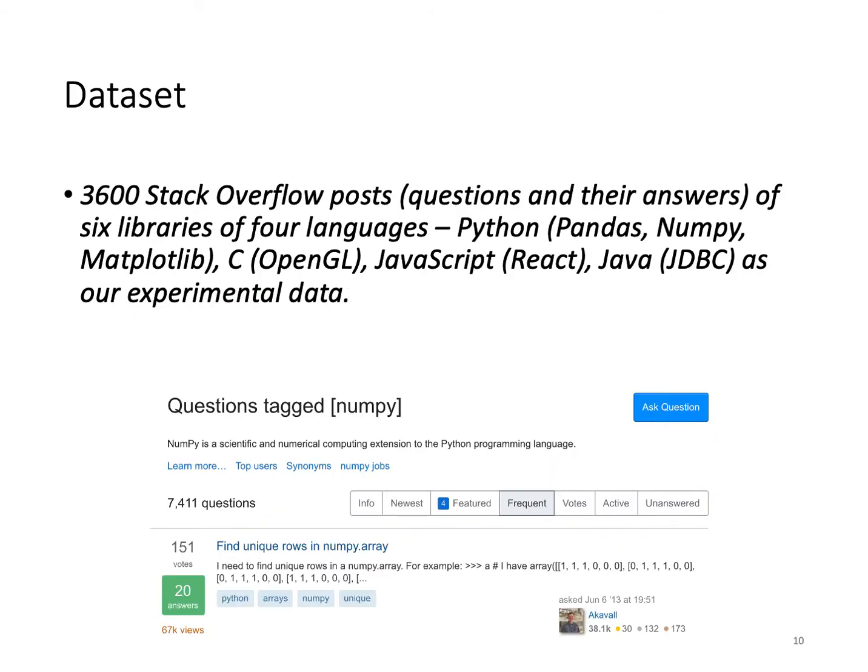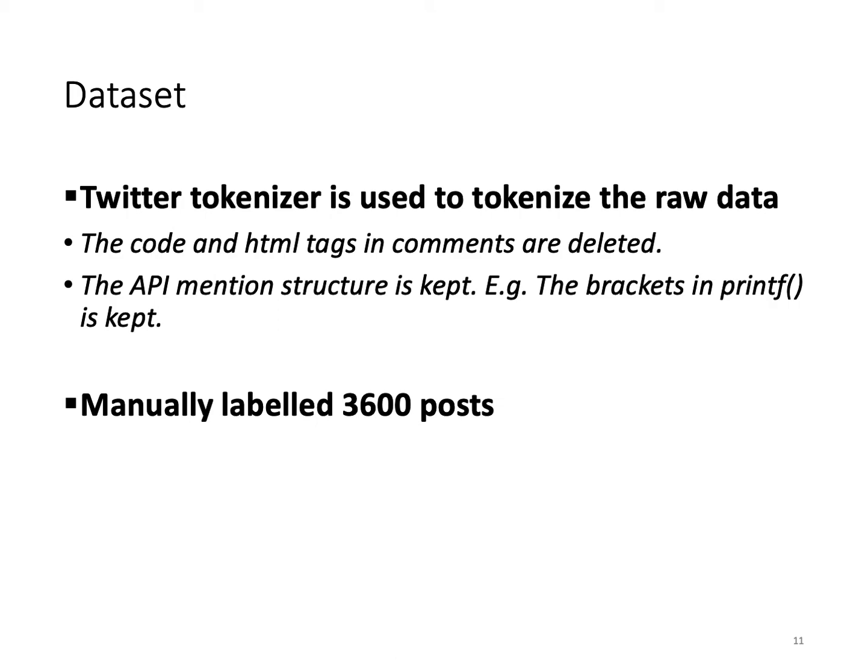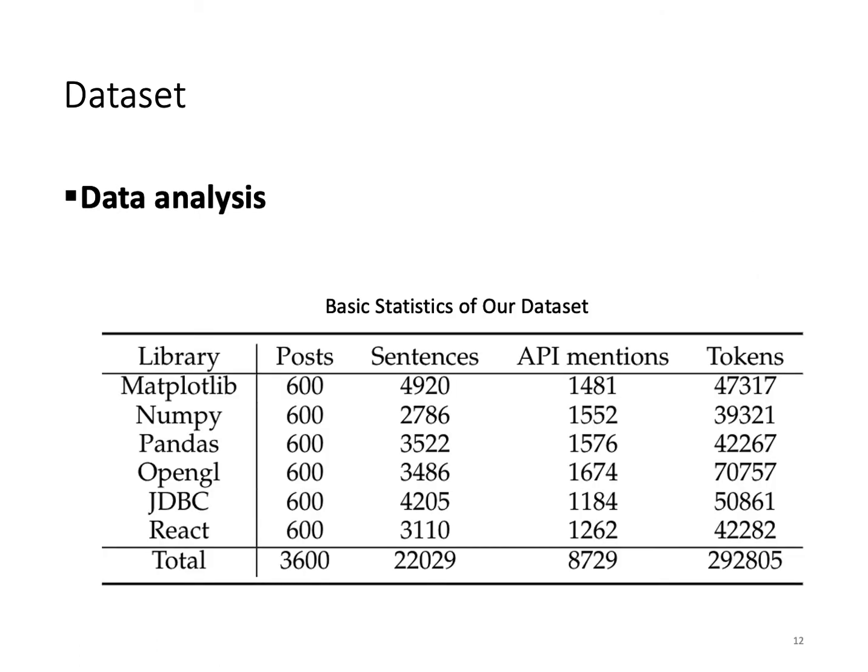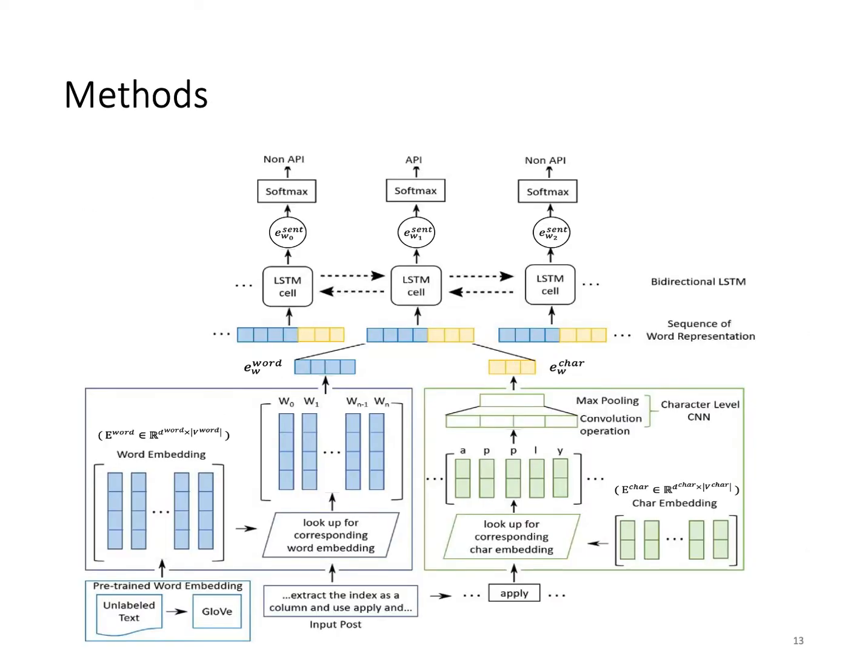As for the dataset, we selected 3,600 Stack Overflow posts of 6 libraries of 4 languages. The following is one example of a Stack Overflow post. And we use the Twitter tokenizer to tokenize the raw data because this tokenizer can remove the code and the HTML text, but also keep the API mention structure. And after that, we manually label all these posts. Our dataset has nearly 22,000 sentences, nearly 9,000 API mentions and nearly 300,000 tokens.